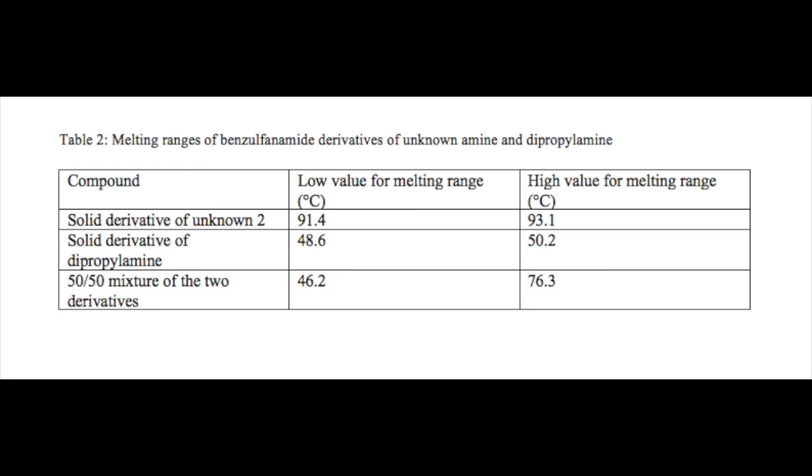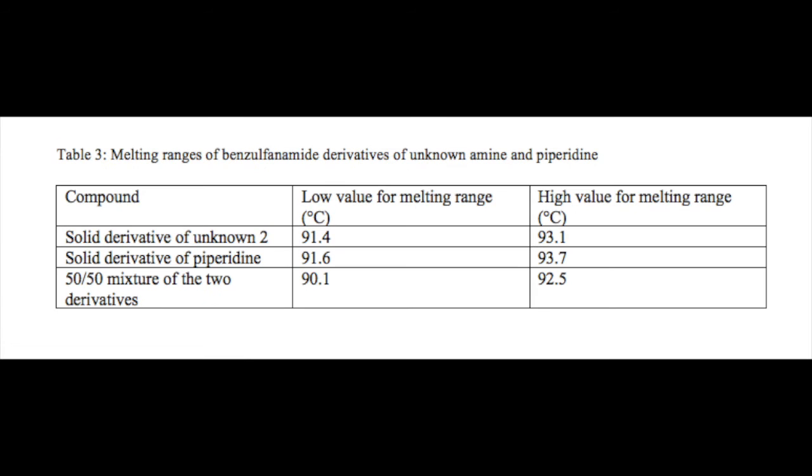Anyways, the test was performed and the following melting ranges were given, shown in Table 2. Because the 50-50 mixture does not have a close melting range, this means that there are contaminants and the unknown compound is not dipropylamine. This leaves one potential compound, piperidine. The benzylphenamide derivative was made and the results are shown in Table 3. Looking at the melting range of the 50-50 mixture, it is quite narrow and consistent with the melting range of each derivative. This confirms the identity of the unknown as piperidine.